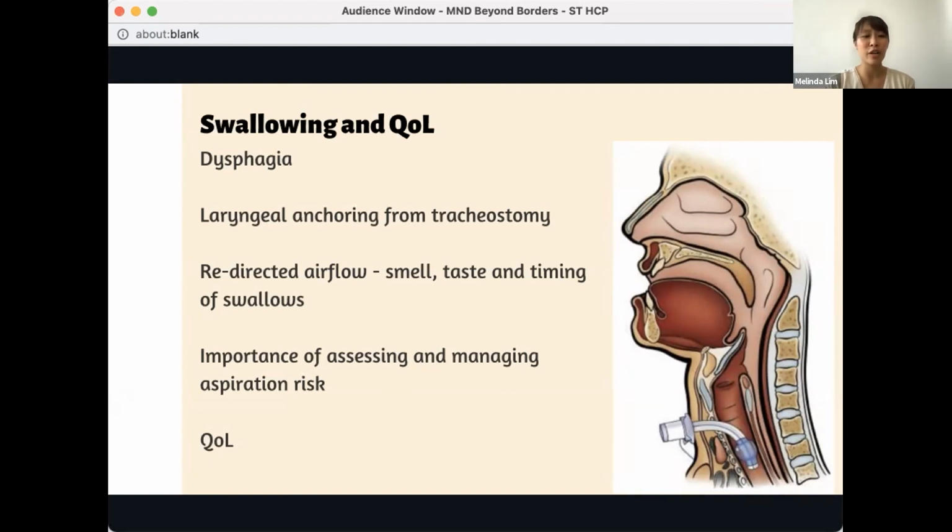But also, having a tracheostomy in place can actually affect or worsen the dysphagia. Having this redirected airflow can also affect the pleasures of eating, where smell and taste are affected. And so the importance of assessing and managing the aspiration risk is really important, because that will have an impact on the person's quality of life.